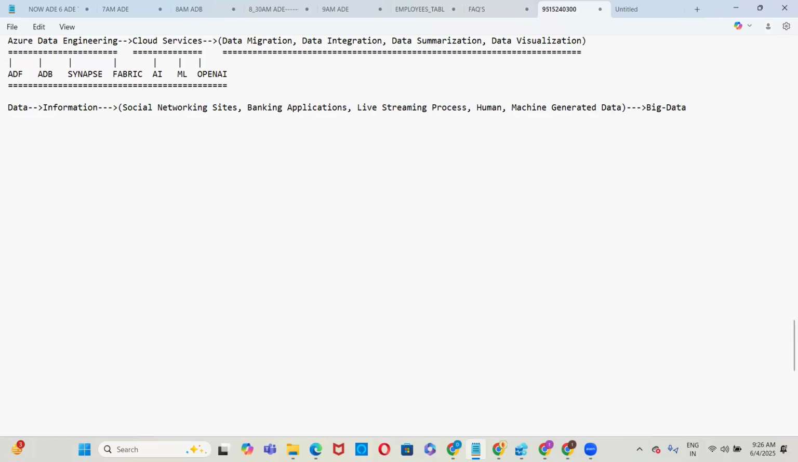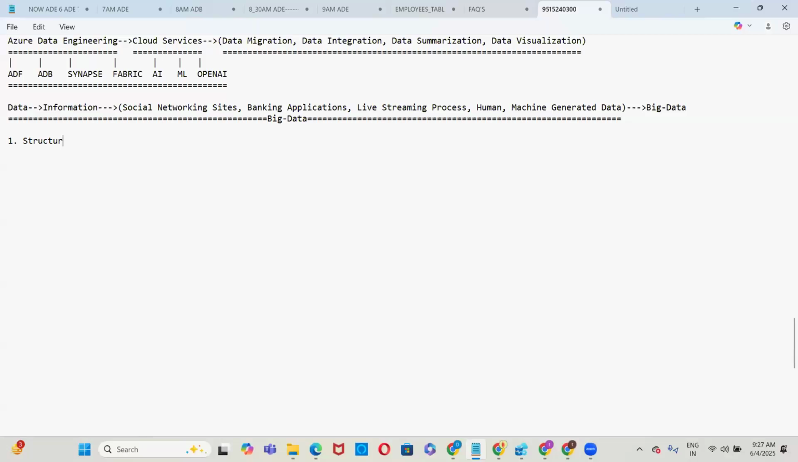So what is big data? Big data is nothing but the massive volume of data. And as you already know, big data is classified into the following categories.